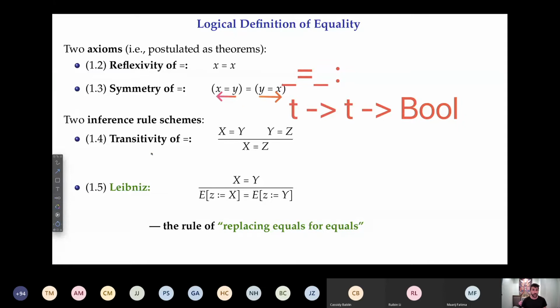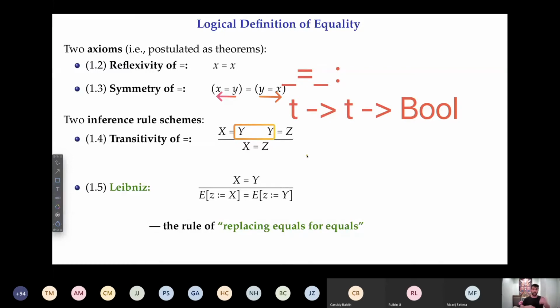The transitivity rule just says if you have x equal to some intermediary y and y equal to z, then you can stick the pieces that are the same together, and you get the leftmost part is equal to the rightmost part.